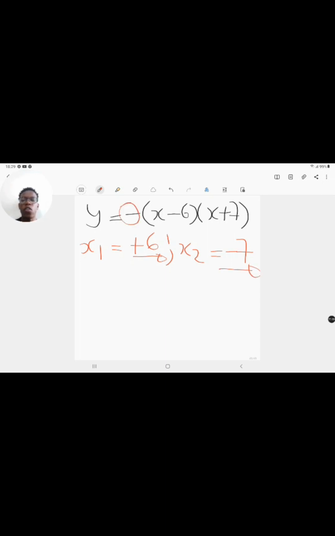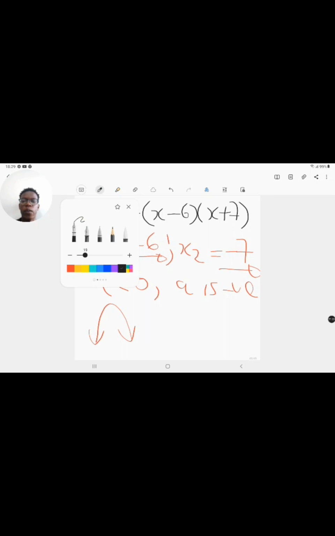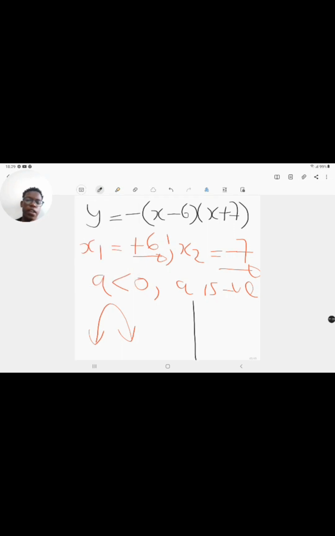Now, the value of your a there is minus 1, because you've got a negative and then you've got a 1 there that is invisible. So since a is negative 1, so it's less than 0, your graph takes on that shape there. It goes down like that, right? And if I were to ask you to sketch it very, very quickly, you would tell me the following.